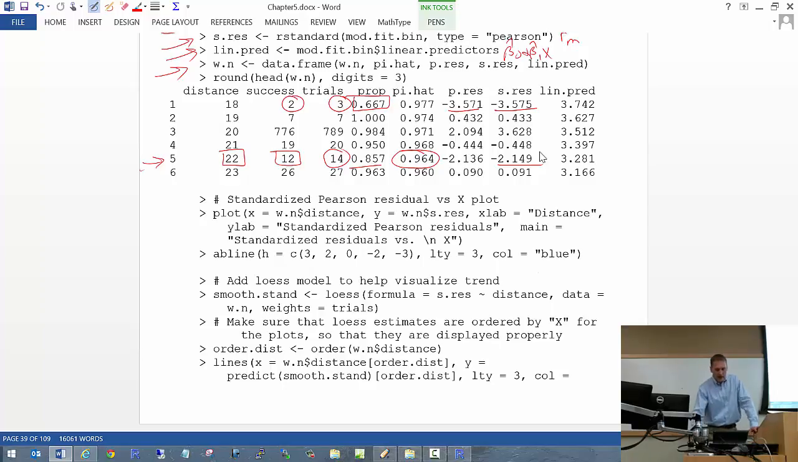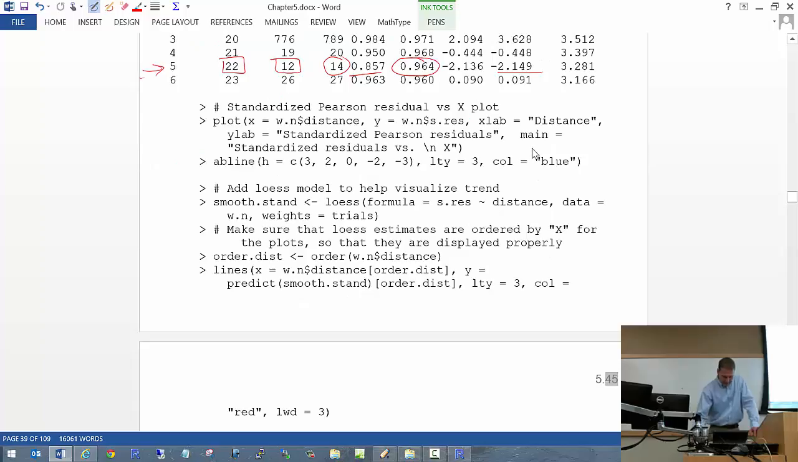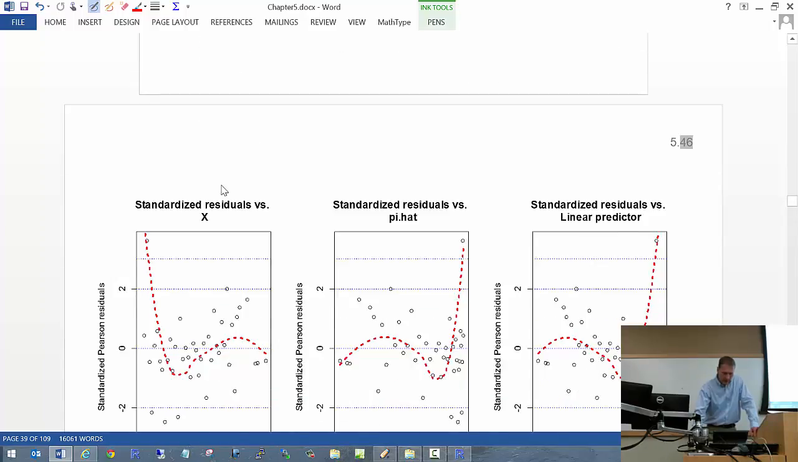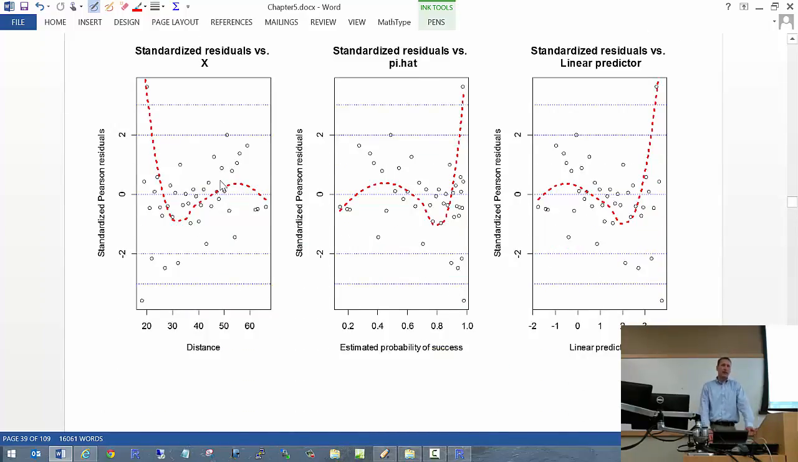So what I do next is some plots. I plot distance on my x-axis and standardized residual on my y-axis, and I put in some plus or minus 2 and 3 lines on that plot. I'll explain the rest of this shortly. This is what I get. Just look at the plot on the left, the middle plot, and the plot on the right. The code's in the program; I don't give it in my notes. Ignore the red dotted line for now.